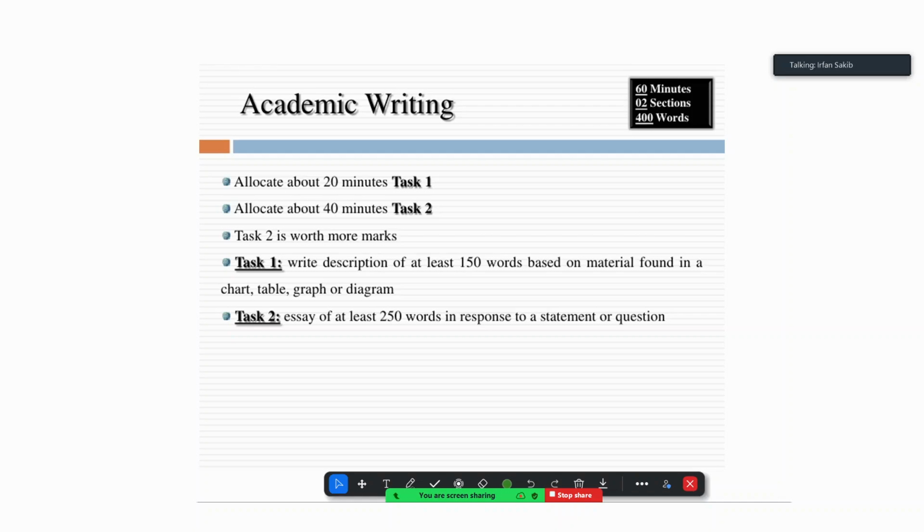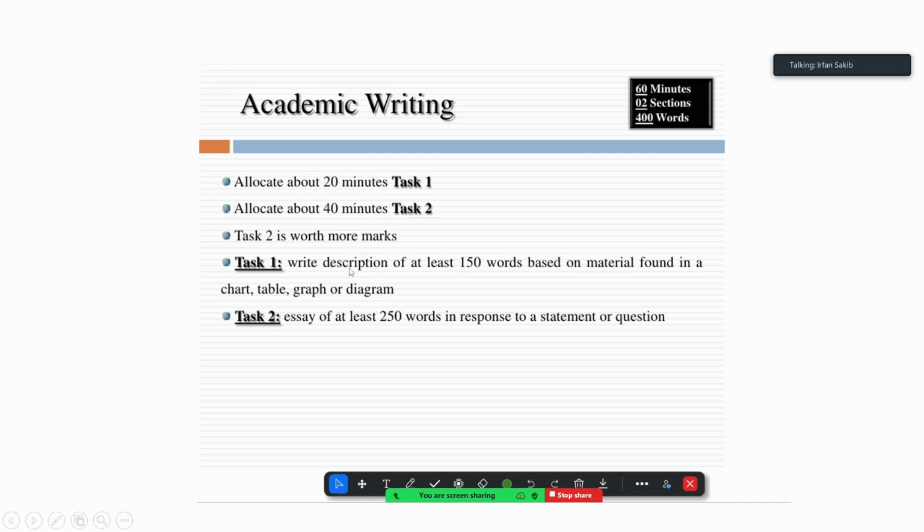Okay, so here for task 1 you can spend as much time as you want among the 60 minutes, but it is advisable that we spend 20 minutes for task 1 and 40 minutes for task 2, because task 2 bears more marks than task 1.